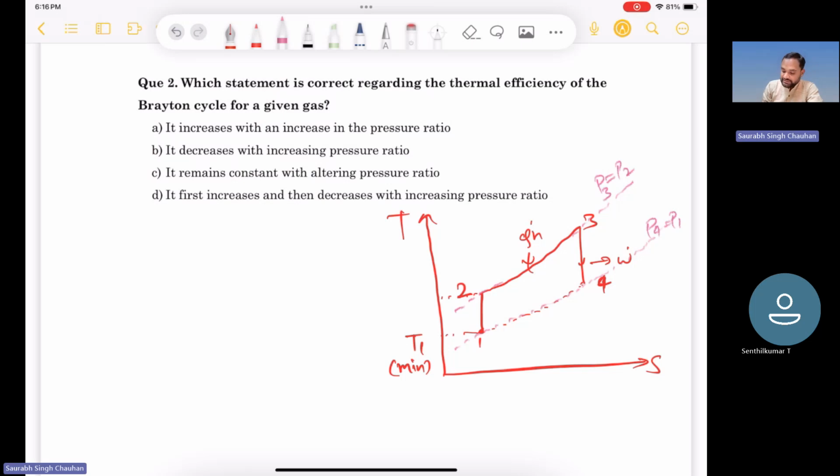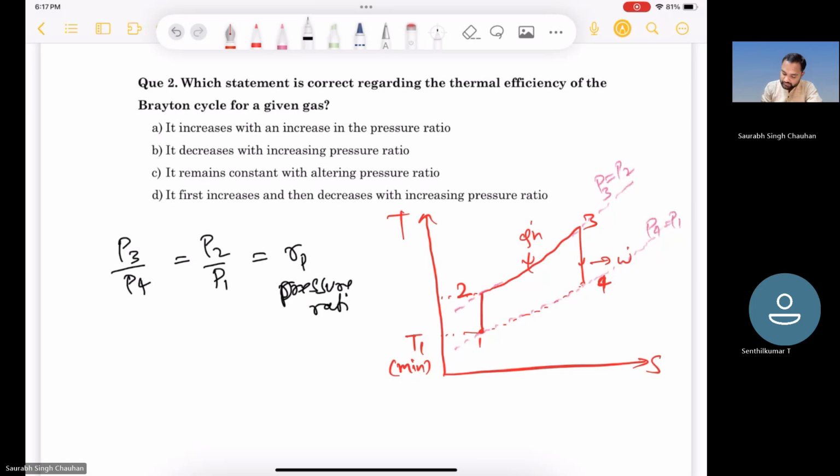Okay. So this ratio of P3 by P4 or P2 by P1, this is called pressure ratio. And you can also define temperature ratio that can be defined as maximum temperature, that is at point T3, and minimum temperature, that is at point T1.